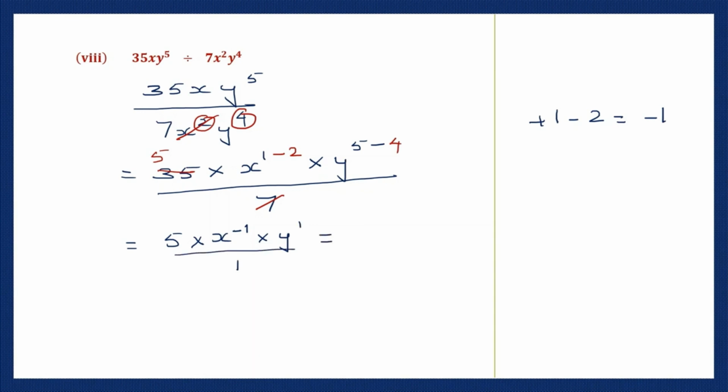So here what do we have? 5. Now if x is minus 1, it should go to the denominator. Okay, so let's put x in the denominator and y to the power of 1 is simply y. So here we have 5y by x. So what is our answer? 5y by x. So this is our final answer, 5y by x.